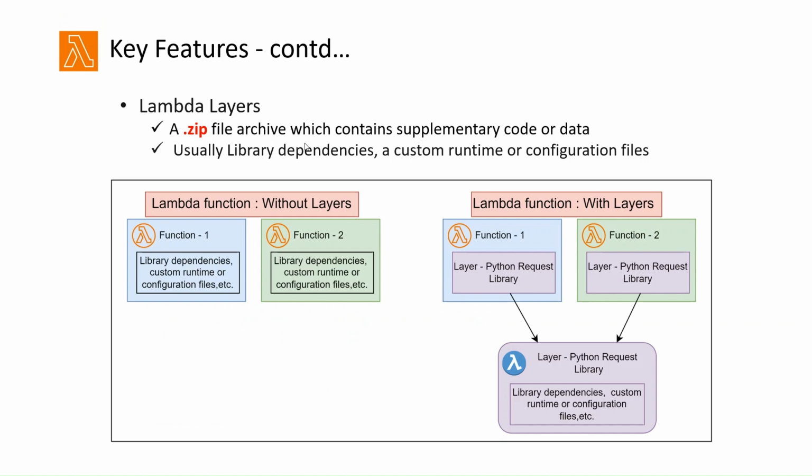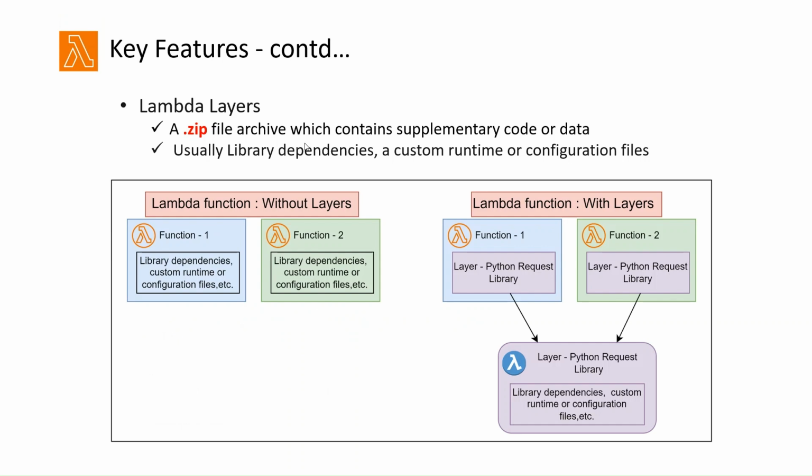Next is the layers. The tutorial will be incomplete without the discussion of the Lambda layers. So, a Lambda layer is a zip file archive that contains supplementary code or data. Layers usually contain library dependencies, a custom runtime, or configuration files.